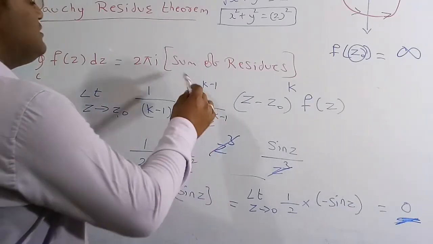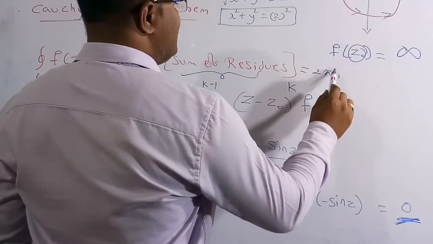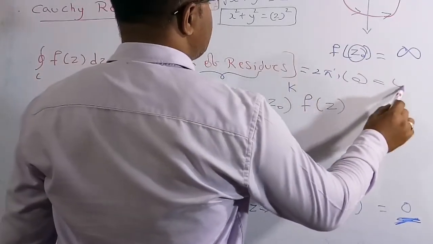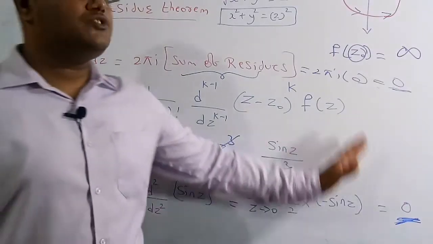Now we substitute in this residue. We get 2 pi i into 0, which is again 0. Therefore the overall integration gives a result of 0. So this is the correct solution of this question.